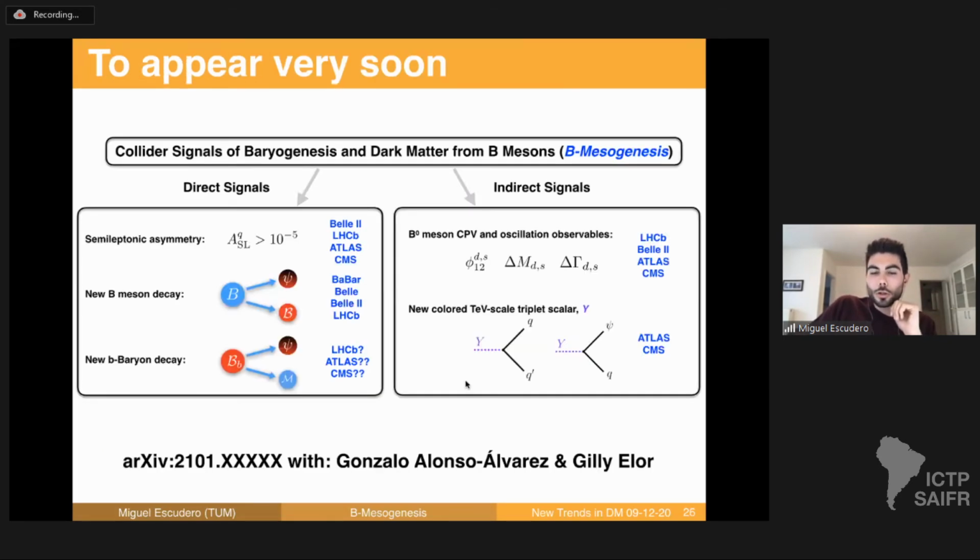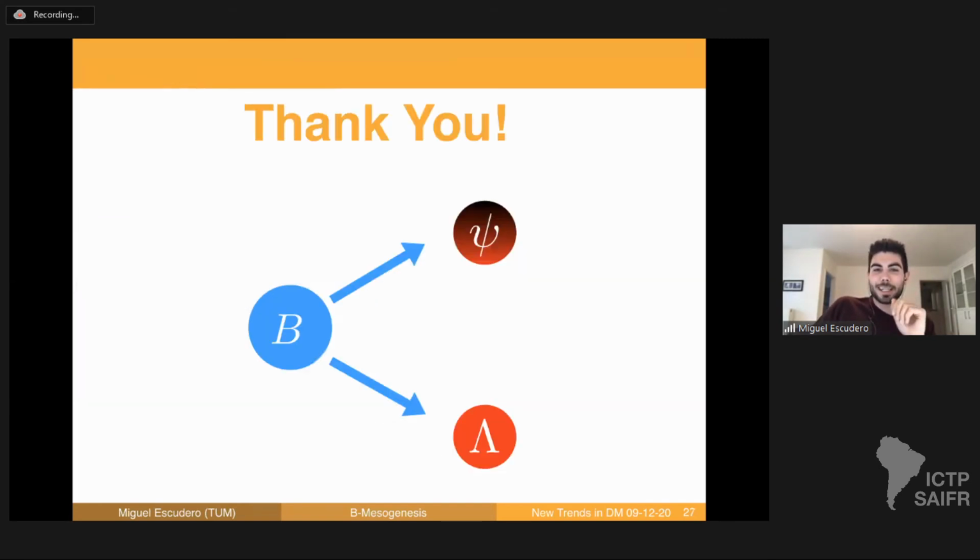So I'm going to conclude by highlighting that our paper will appear soon, and in there we are exhaustively analyzing all the correlations of the signals that are present in the model. I think it's going to be a nice paper, and it will be out hopefully in early January. And that's all. Thank you very much for the invitation and for your attention.